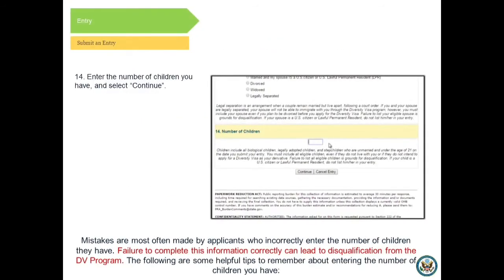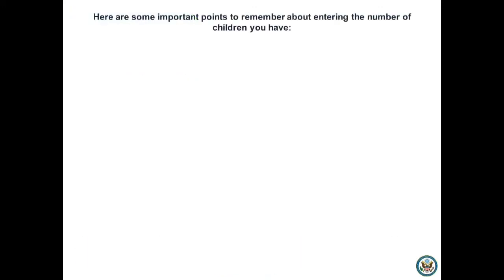14. Enter the number of children you have and select Continue. Mistakes are most often made by applicants who incorrectly enter the number of children they have. Failure to complete this information correctly can lead to disqualification from the DV program. Here are some important points to remember about entering the number of children you have.